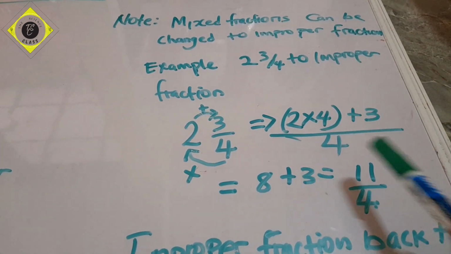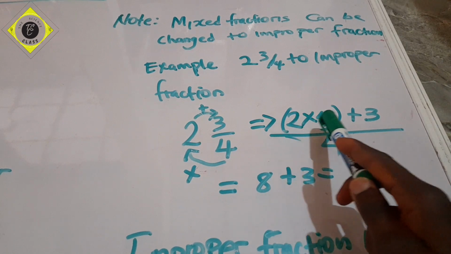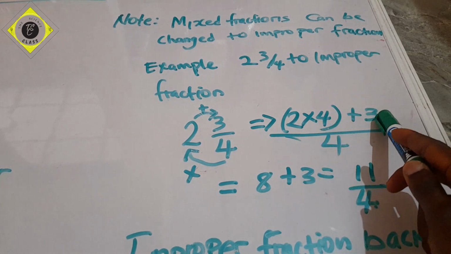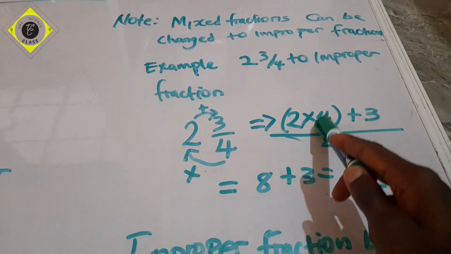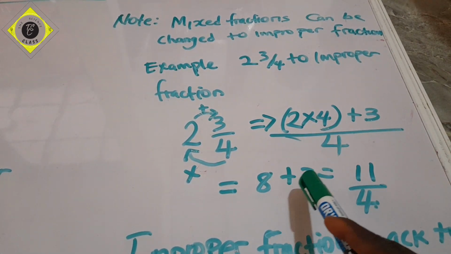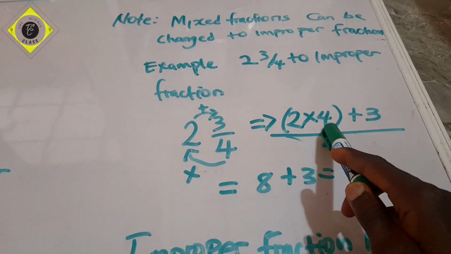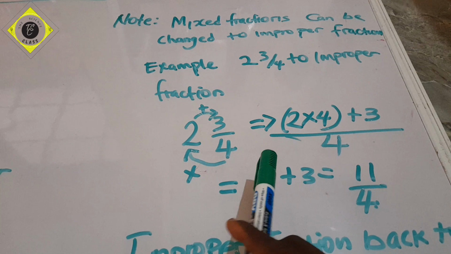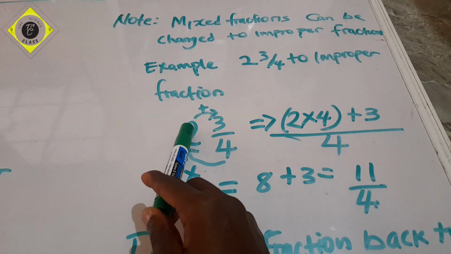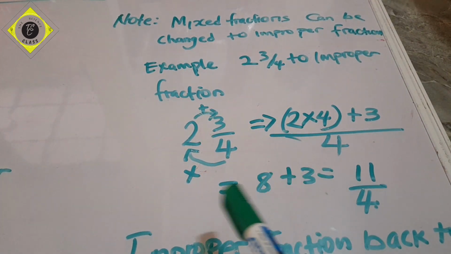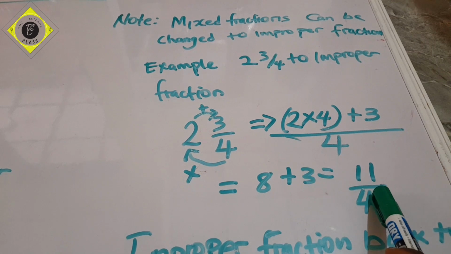This is what it gives us: 2 times 4, then in brackets plus 3. 2 times 4 gives you 8. Then 8 plus this 3 gives you 11. Then the 4 that is below, you put it back, making it 11 over 4. Don't forget, you first multiply this 4 by 2, then you add this 3. Whatever you now get, you write it all over the denominator. So we have 11 over 4.